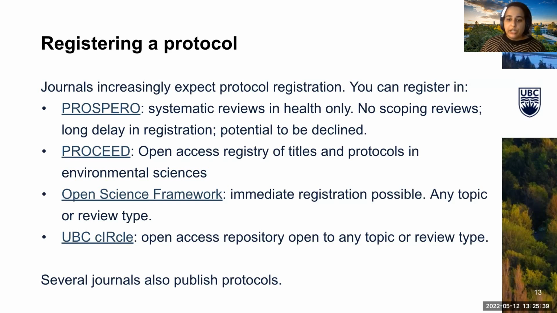There's Open Science Framework. Again, any review type, any topic, and immediate registration is also possible. Open Science Framework is a good option if you're doing scoping reviews, for example, especially scoping reviews for health or really any topic. If you're doing that type of thing, it's good to register in Open Science Framework. There's also UBC Circle, so that's UBC's own repository, and you can also register your protocol there, and it could be any review type, any topic.